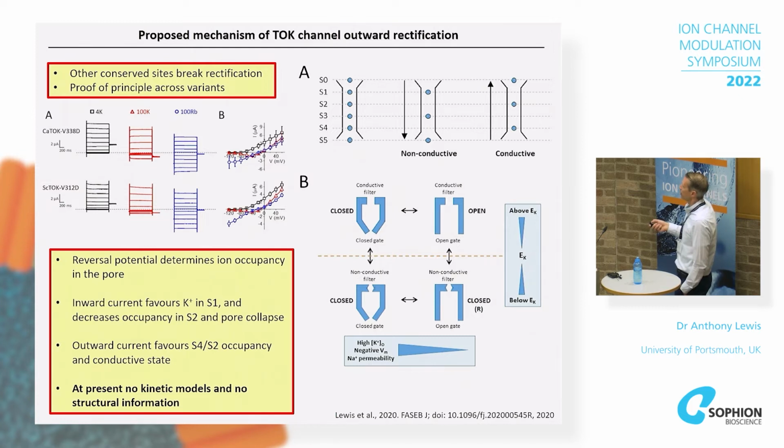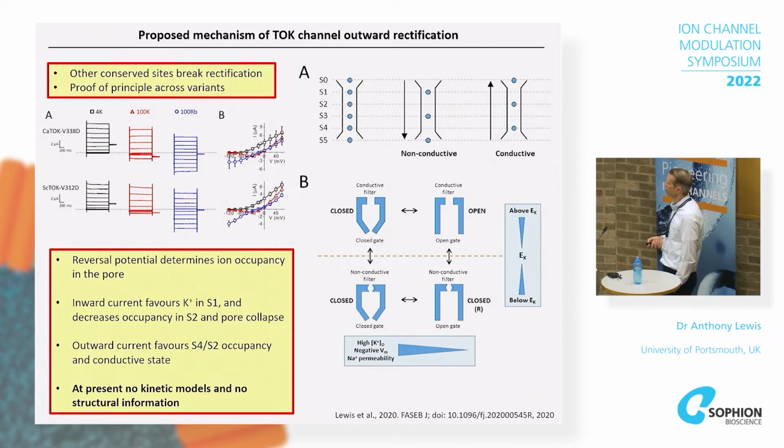Just for completeness, we can make mutations at the other site. So this is the V338 mutation to aspartate, again, rubidium gives a much clearer picture of constitutive activation. And this occurs also if you make the same mutations across other members of the family at the same positions, you also get a break in the rectification.